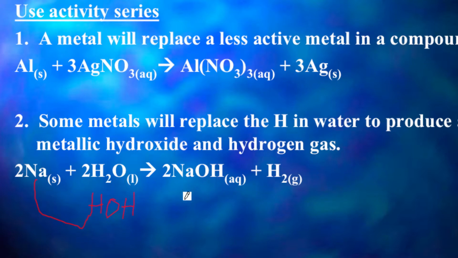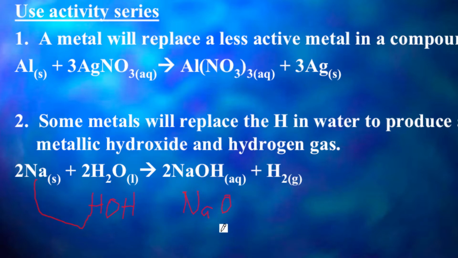Lots of people get this wrong and they say that it makes sodium oxide. And that's not the case. We want to make the first hydrogen go away. The second one stays as an OH group, as a hydroxide. We actually make a metallic hydroxide or a base and hydrogen gas.